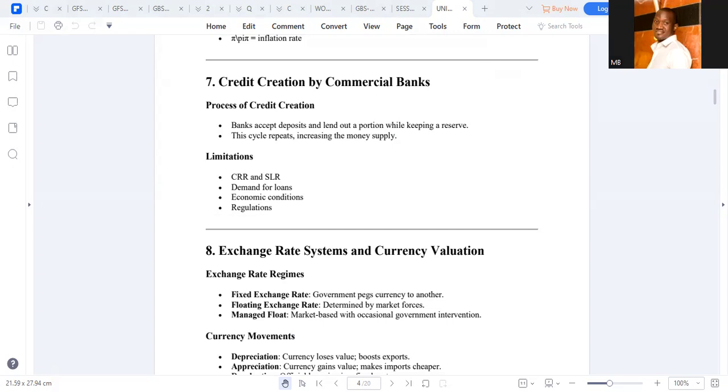So the limitations of how much money is circulated depend on the following: the reserve ratio, the demand for loans, economic conditions, and also the regulations that are there. So these are the determinants of how much money is circulated, right?